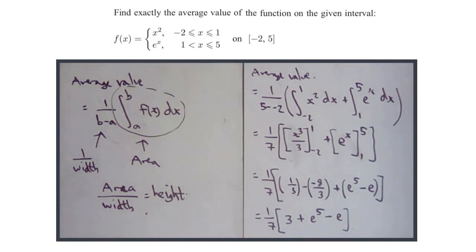So we've now found the average value. Remember, it's equivalent to turning this whole area into a rectangle, turning the curve into one rectangle with one consistent height without changing the area under the curve.